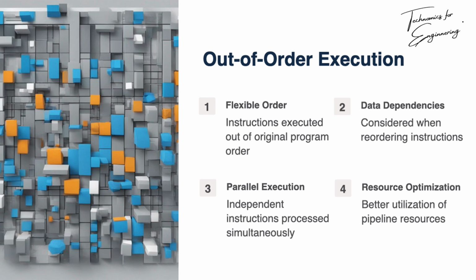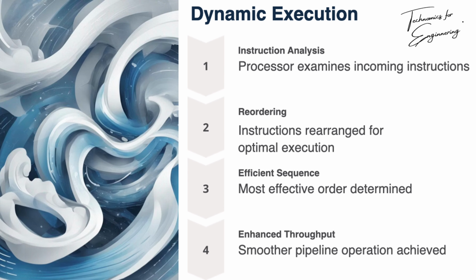Another major innovation in the Pentium processor was out-of-order execution. This technology allowed the processor to execute instructions out of their original program order if there were no data dependencies between them. For instance, if two instructions were independent of each other, the processor could execute them in parallel, making better use of the pipeline's resources. Moreover, the Pentium implemented dynamic execution, which dynamically reordered instructions to execute them in the most efficient sequence. This further enhanced instruction throughput and ensured that the pipeline operated as smoothly and efficiently as possible.